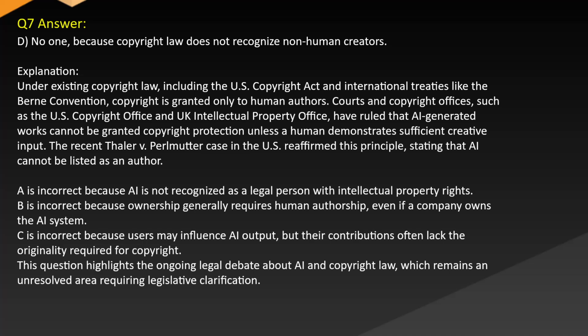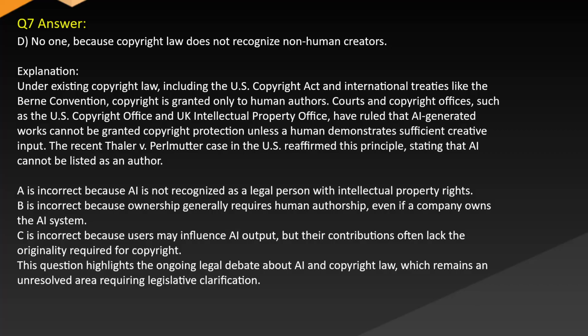Explanation. Under existing copyright law, including the U.S. Copyright Act and international treaties like the Berne Convention, copyright is granted only to human authors. Courts and copyright offices such as the U.S. Copyright Office and UK Intellectual Property Office have ruled that AI-generated works cannot be granted copyright protection unless a human demonstrates sufficient creative input. The recent Thaler v. Perlmutter case in the U.S. reaffirmed this principle, stating that AI cannot be listed as an author. A is incorrect because AI is not recognized as a legal person with intellectual property rights.